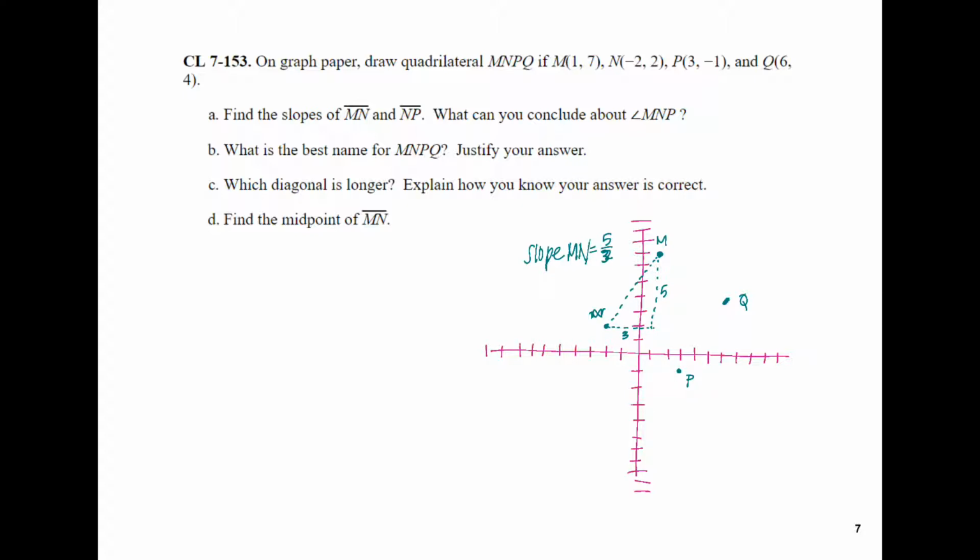When we look at NP, we went down 3 over 1, 2, 3, 4, 5. Down 3 over 5. So the slope of line segment NP is negative 3 over 5. What can we conclude about the angle of MNP? Well, we conclude that this is a right angle because our slopes are perpendicular.